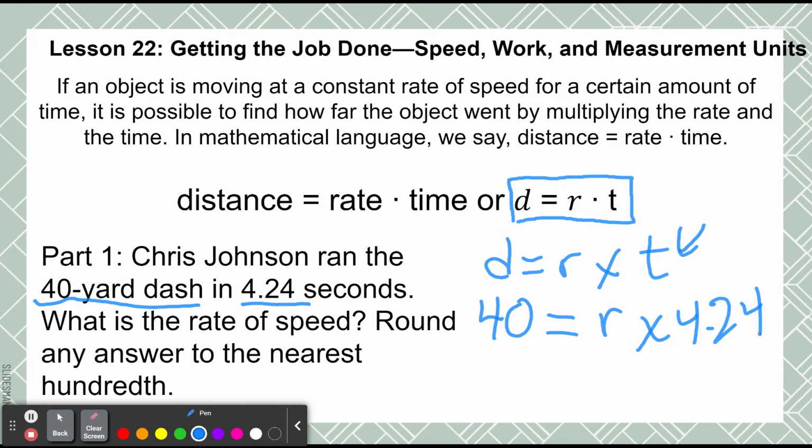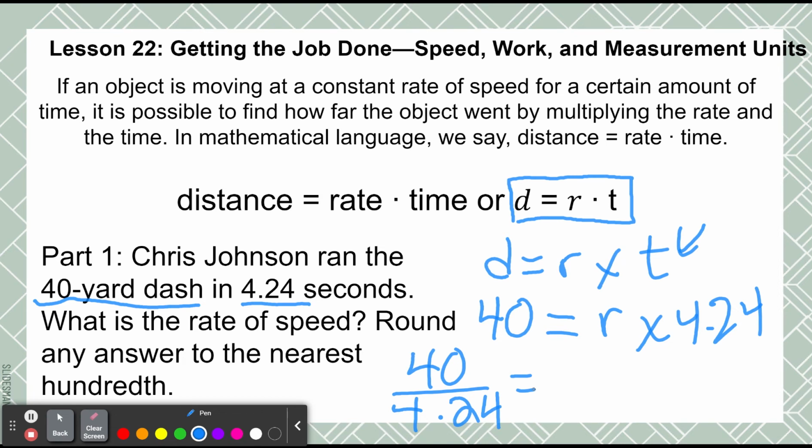This is just exactly what we've been doing with unit rates. We've been taking the 40 divided by 4.24. I wanted you to see it in terms of this formula of distance equaling rate times the time, so you can see that you can rearrange things in order to calculate whatever part of the problem is missing for you. So on your paper, you're going to set up that 40 over 4.24, which means we're dividing.